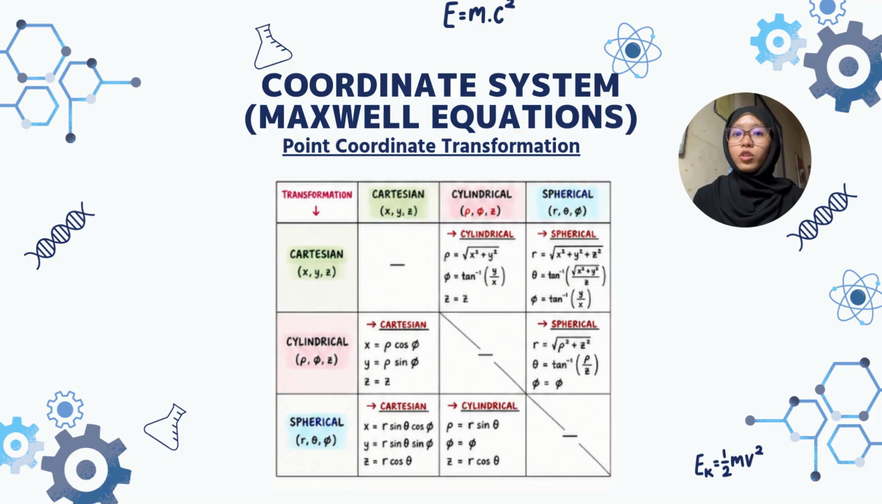For example, to convert Cartesian to cylindrical, we use rho equal to the square root of x squared plus y squared, and phi equals tan to the power of -1 multiplied by y over x. And for spherical to Cartesian, we use standard trigonometric breakdowns like x equals r sin theta cos phi.